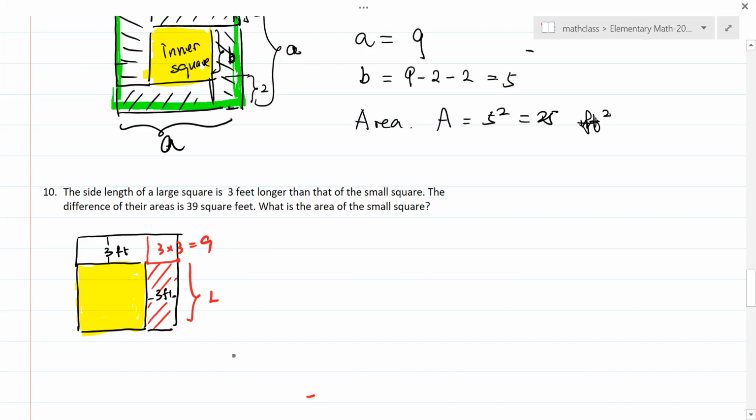The largest square's side length is 3 feet longer than the smallest square. I also know the difference of the area is going to be 39. I already drew the picture to give you some hints. I want to find the area of the smaller square in the yellow color.